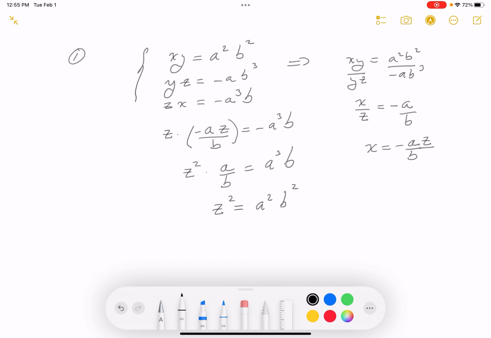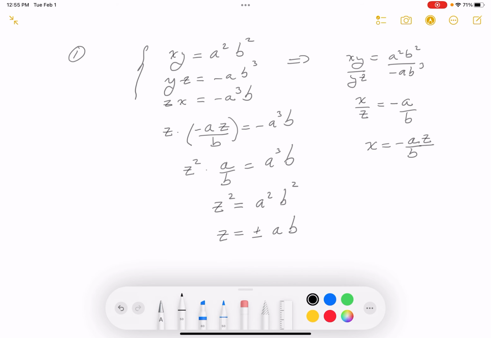All right. So what could Z be then? And this is an interesting thing. Z could be equal to plus or minus AB. Now I've got more trouble on my hands. I kind of know what Z is, but I've got to figure out what the other guys are. So maybe I'll use this to substitute into another equation. I'm going to go to the second equation. So I've got the Z. Let me write this down. The second equation says YZ equals minus AB cubed.